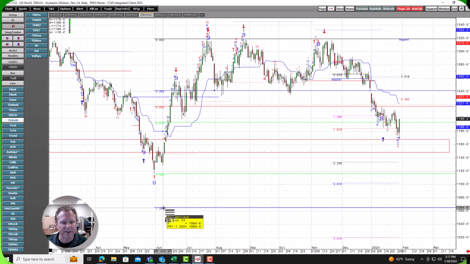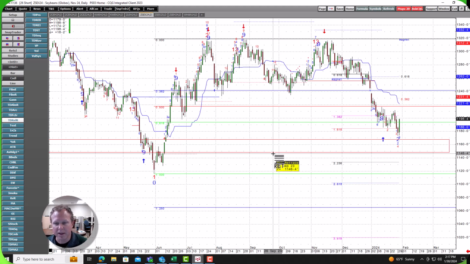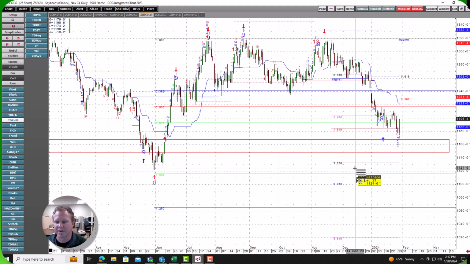This line down here is a 125% extension of that move. So if it were to fully reverse and go another 25% more, this is where you would fall to. Now, these are the big, long horizontal lines on this chart.